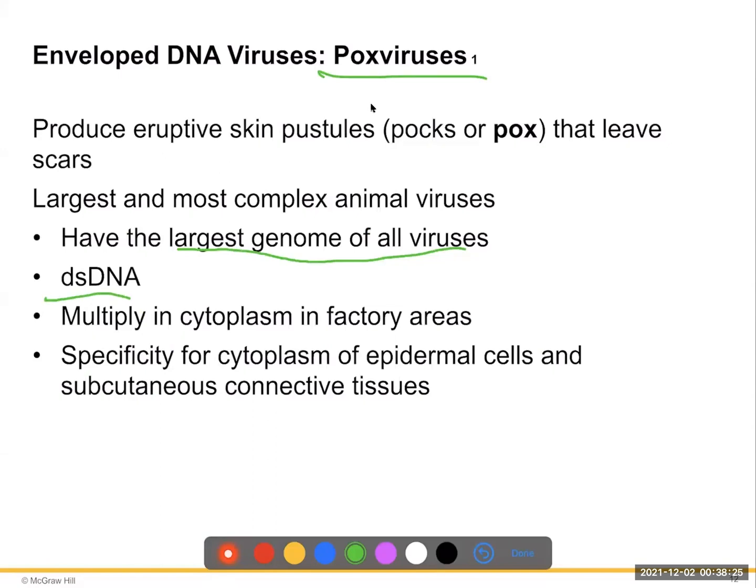They multiply in the cytoplasm in factory areas. They specify for epidermal cells and subcutaneous connective tissue. That's where they form pox. They attack the epidermal cells and the subcutaneous cells, the connective tissue. That's where they'll form pox on the outside of the epidermis, outside the skin.